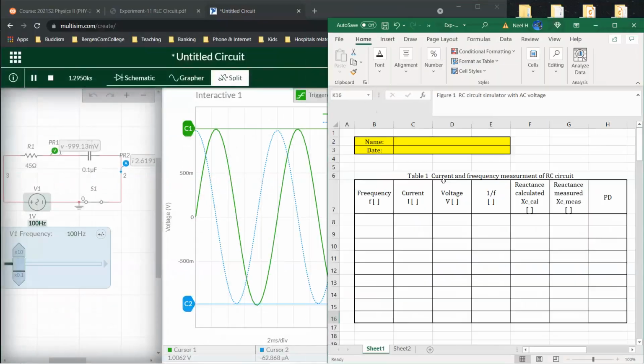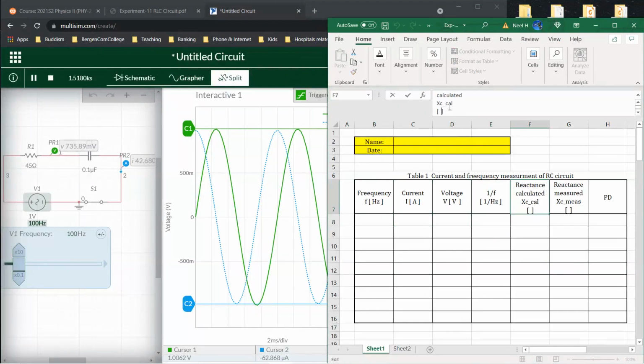And then we'll go on to table number 1. Frequency is usually measured in hertz, that is 1 over second. The current is in amps, SI units, and voltage in volts. 1 over frequency we need because we would like to see that graphical behavior, okay? That's why that's going to be 1 divided by the hertz.